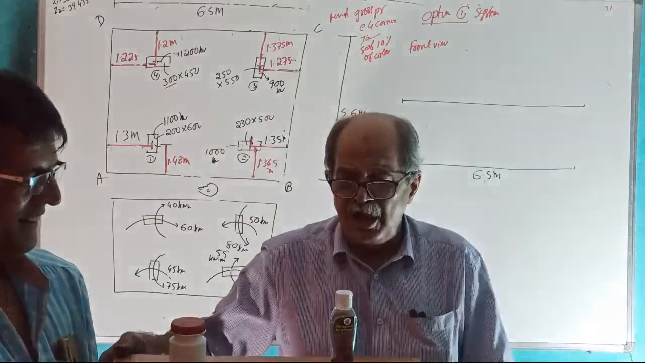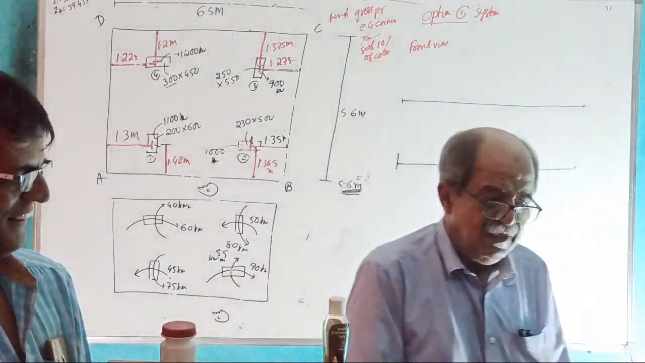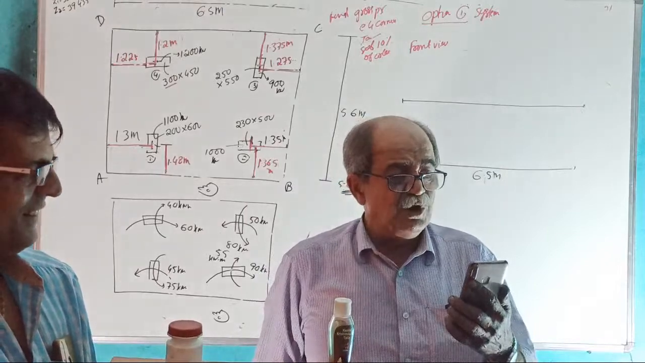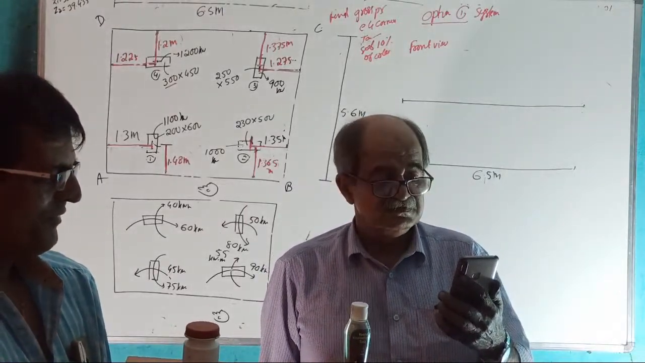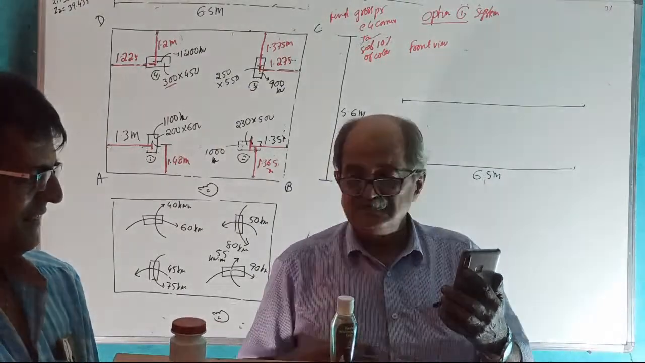Can you see all the 4 columns? Can you see all the 4 columns first? First tell me. Can you see all the 4 columns?